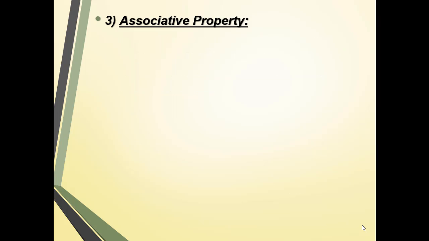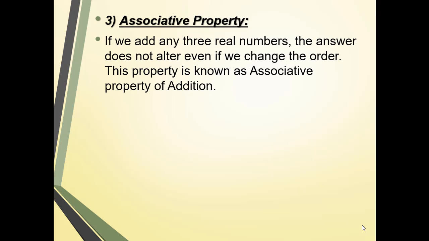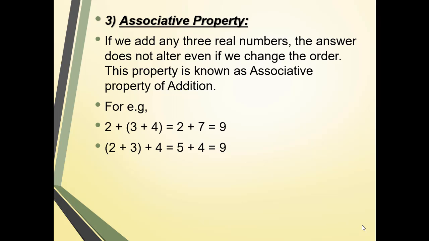Number 3, associative property. If we add any three real numbers, the answer does not alter even if we change the grouping. This property is known as the associative property of addition. For example, we have also given two examples. The first example is 2 plus bracket 3 plus 4, and the second example is bracket 2 plus 3 bracket plus 4. First of all we need to add the values inside the bracket. So 3 plus 4 is equal to 7, and then we add 7 to 2, so we get 2 plus 7 is 9.